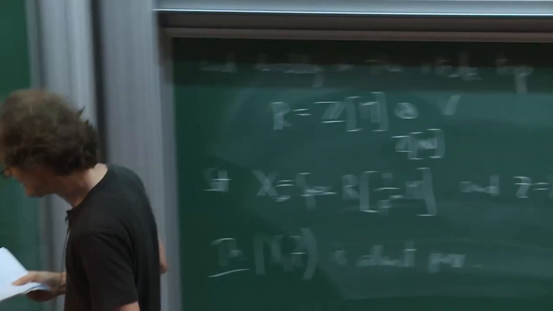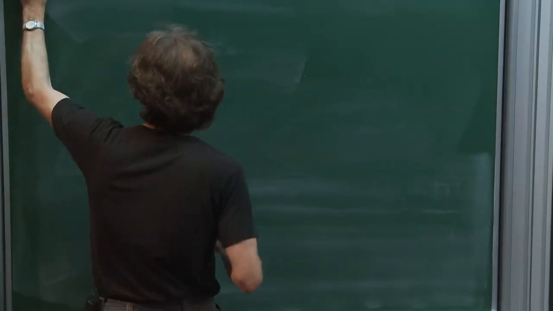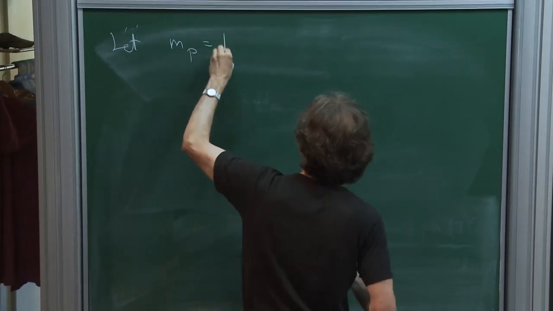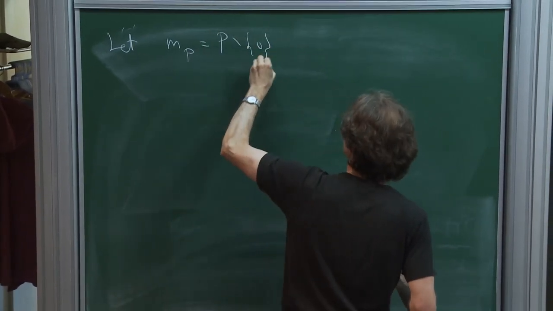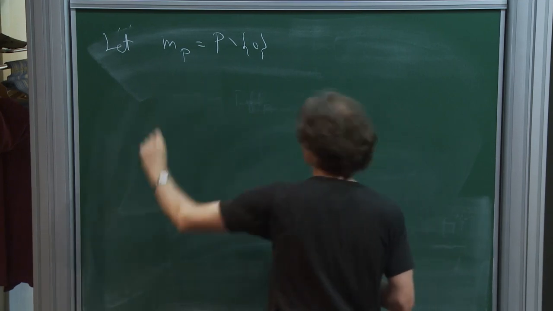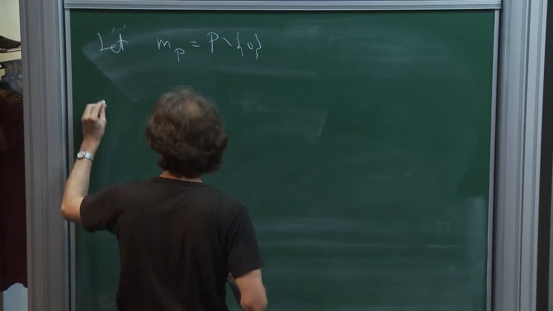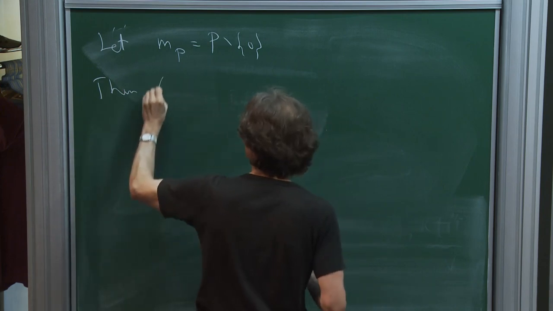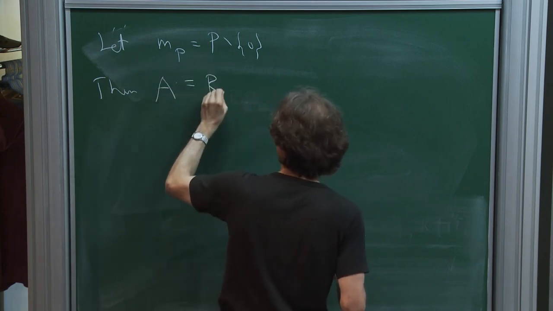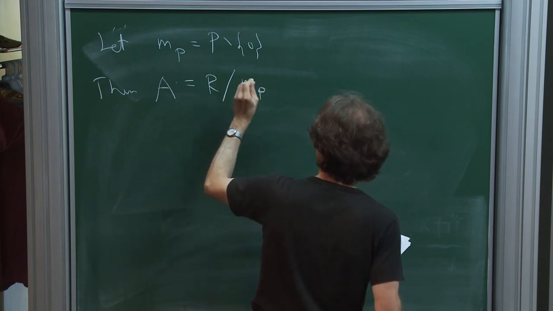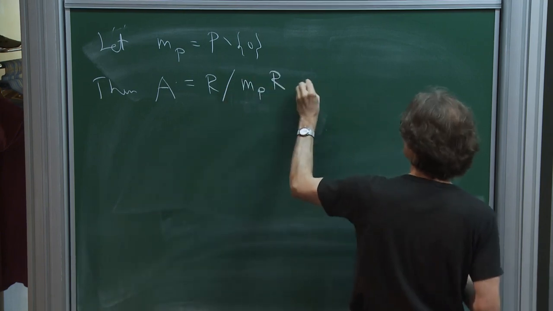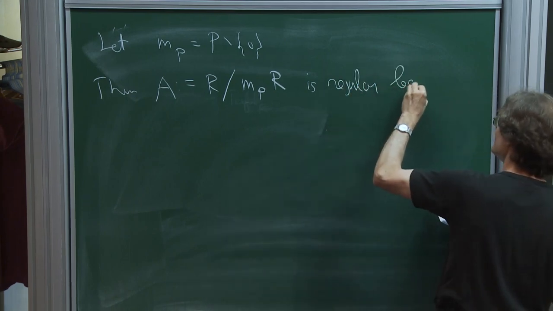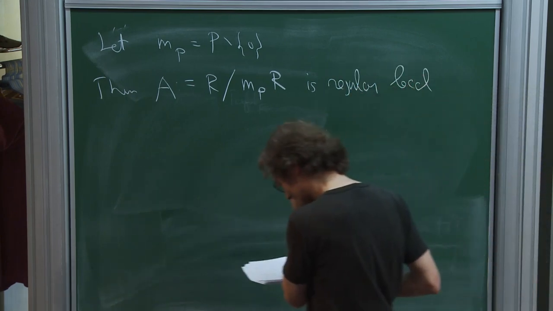So now, let MP be P minus 0, so this is the maximal ideal of P. Then, as a consequence of these conditions, A, R divided by MP R is regular local.